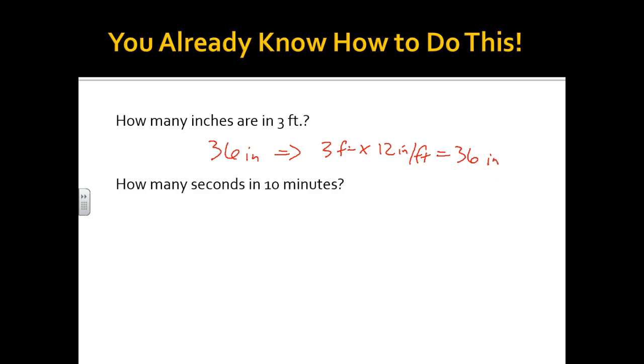Just like if I asked you how many seconds are in 10 minutes, you might have to think about it for a second, but you're like, oh okay, 10 minutes, 60 seconds a minute, it's going to be 600 seconds, right? Well, how is it 600 seconds? Because you have 10 minutes, and you know that there's 60 seconds in each minute, okay? So that's your 600 seconds.